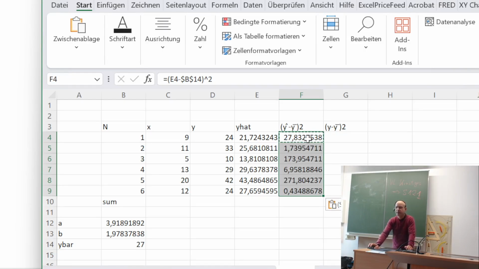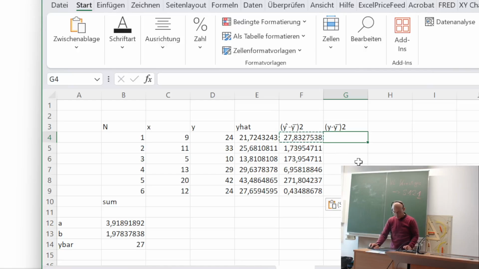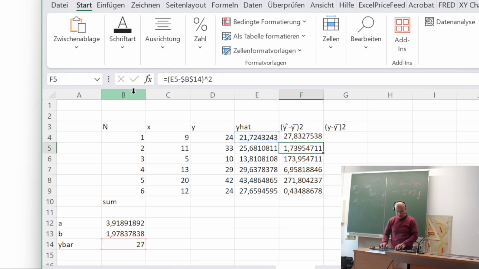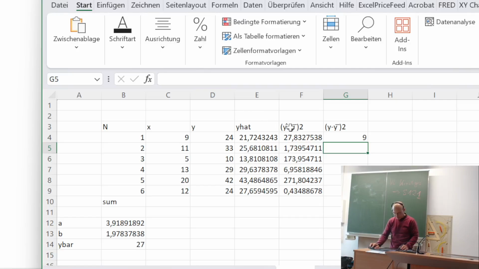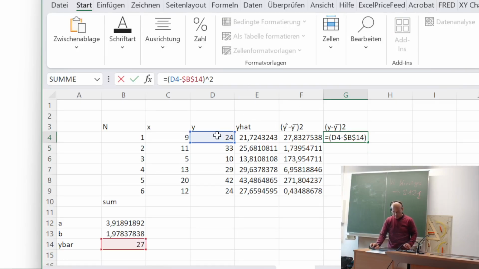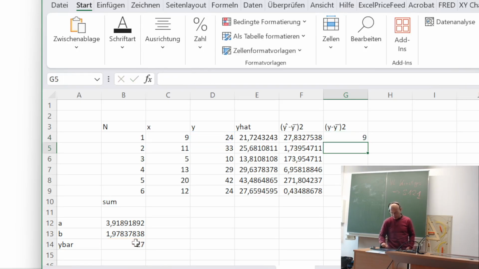So these are all the squared distances between y bar and the hypothetical data points lying on our line. And also we calculate the squared distances of the true data points. And for this we do not have to take E but D. Let's click in the formula, so 24 minus 27 squared should be 9. Okay.